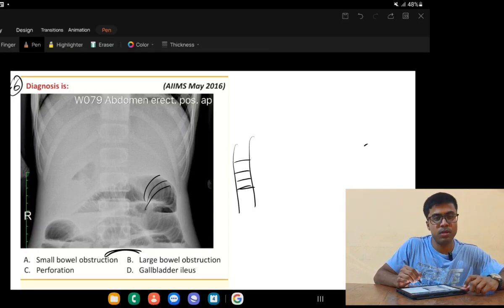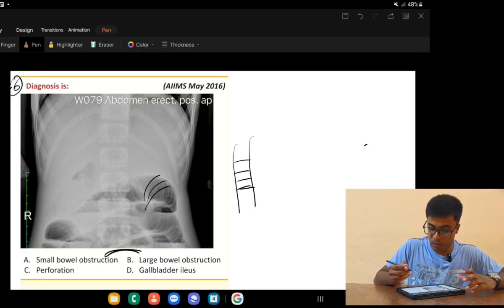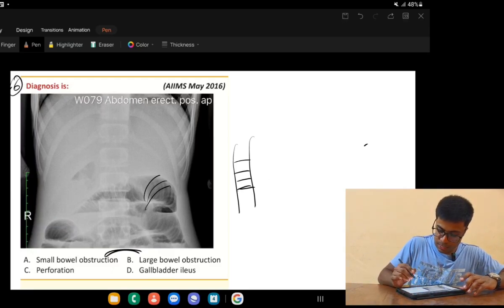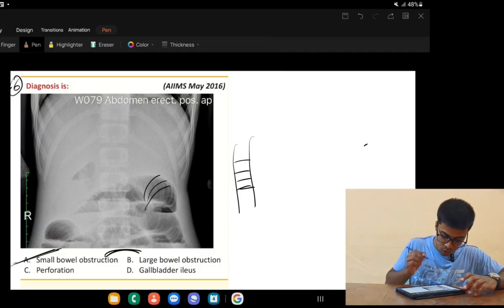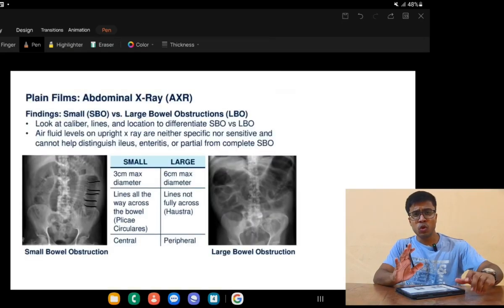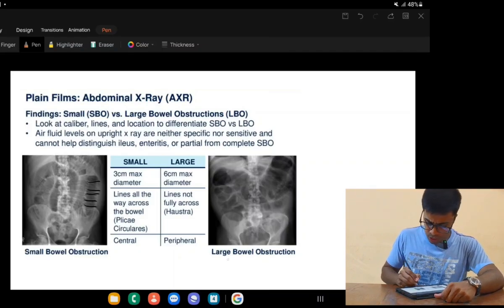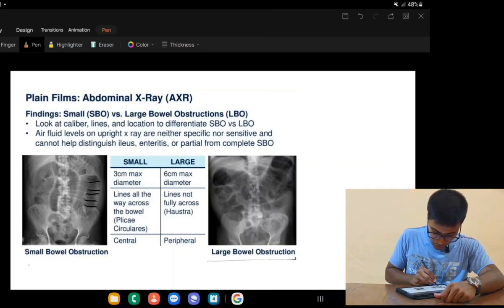During our anatomy years we have seen this, and on radiograph we see these lines. So this is 100% small bowel obstruction. Coming to the difference between these two, we are seeing large bowel obstruction and small bowel obstruction. When it's small bowel obstruction, the line crosses all the way across the bowel.